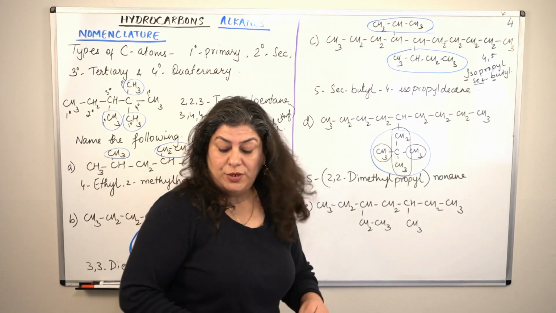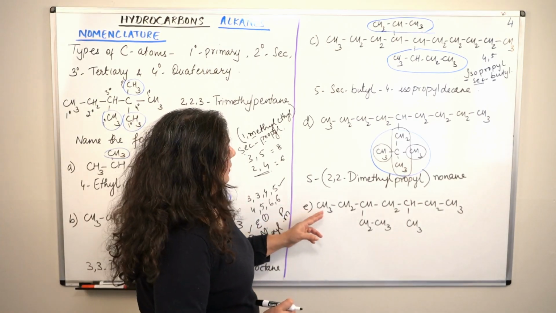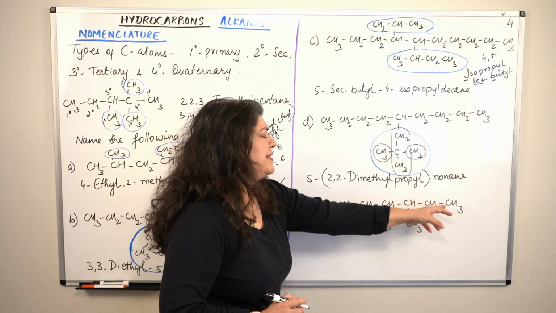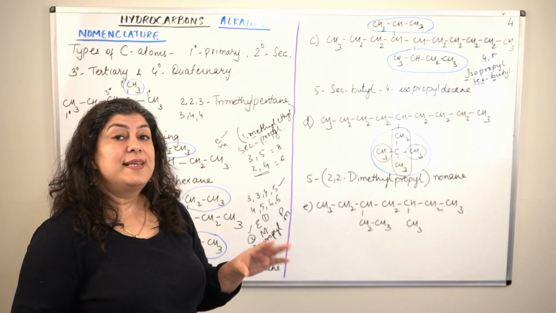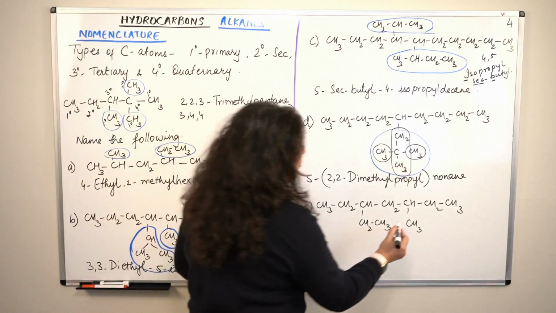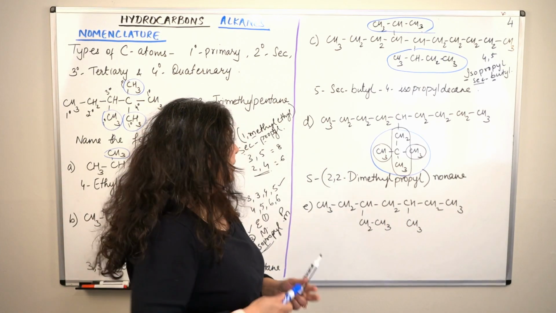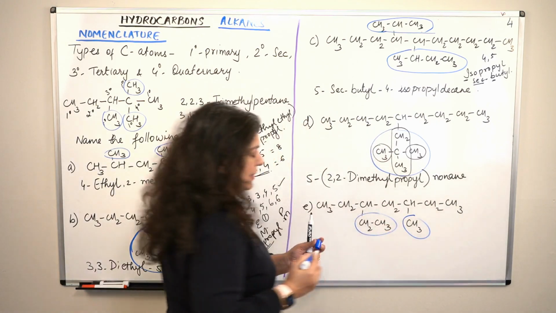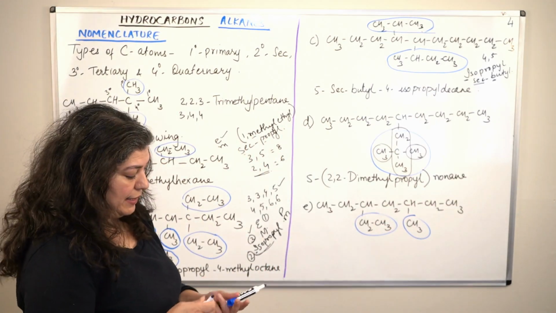And now the last hydrocarbon here. Again, let us choose the longest chain. 1, 2, 3, 4, 5, 6, 7. 7 is heptane. And the two substituent groups are methyl and ethyl. Right? Methyl and ethyl.